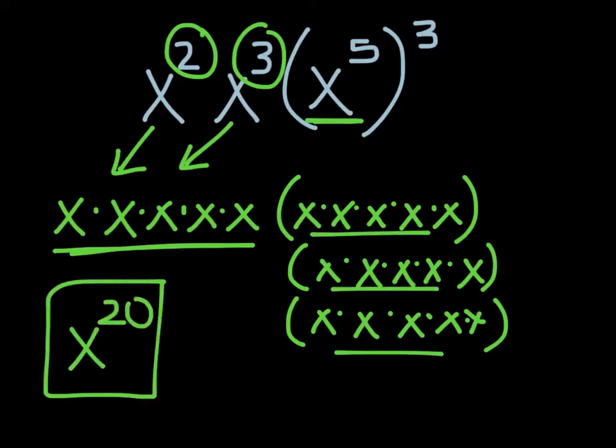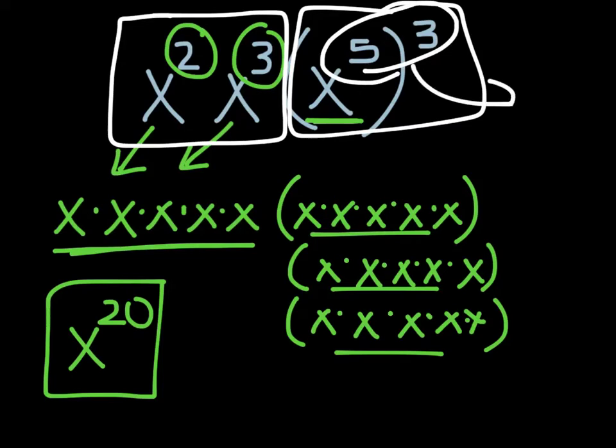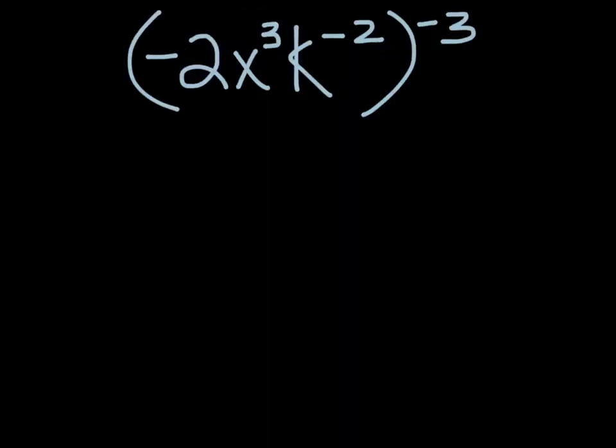Now a quick way to do this is to think, if I'm just multiplying these, if I have x squared and x to the third, really there's 5 of those. And here, I'm taking this to a power, so I have to multiply. That's really the same as x to the 15th. So now I have 15, 3, and 2, which gives me x to the 20th. Okay, let's look at another one.